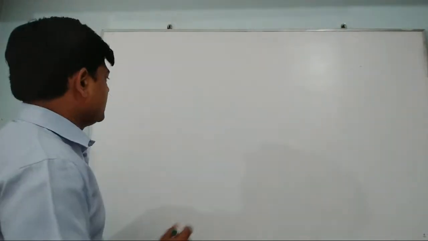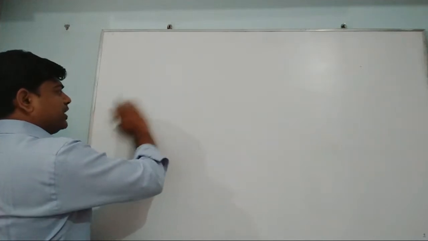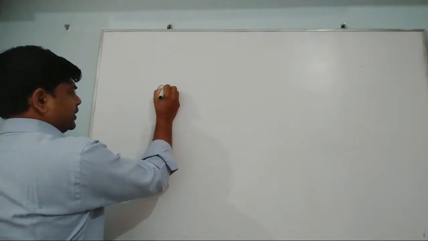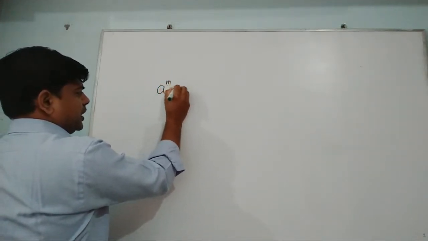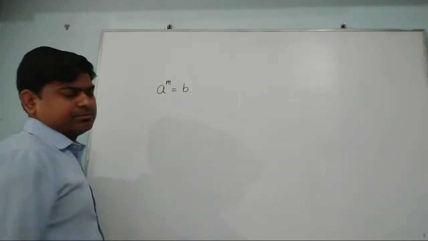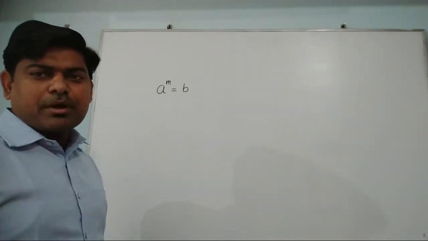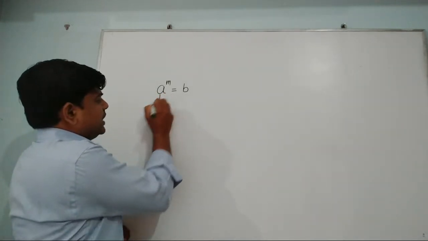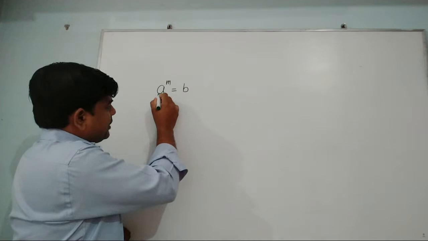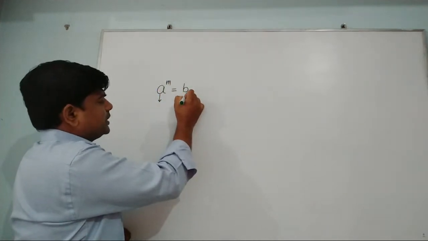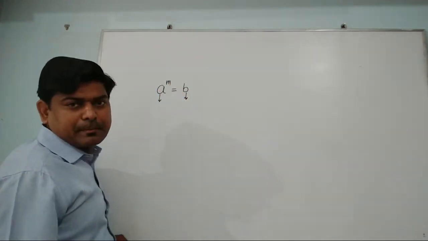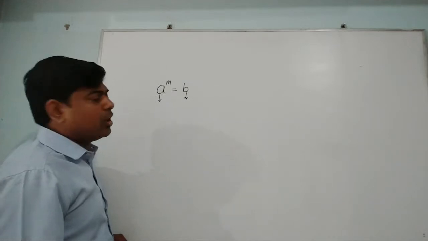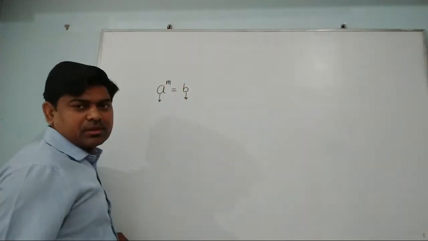One thing I want to tell you very clearly, whenever we learn about the exponent, suppose I have a to the power m is equal to b. A to the power m is equal to b. You know very well this is a, the base, this is the power, and this is the value of the indices.